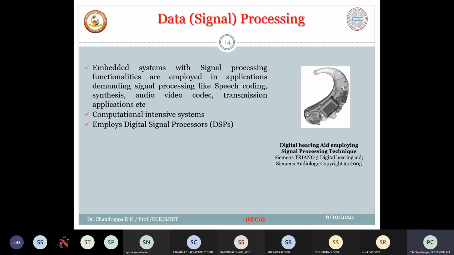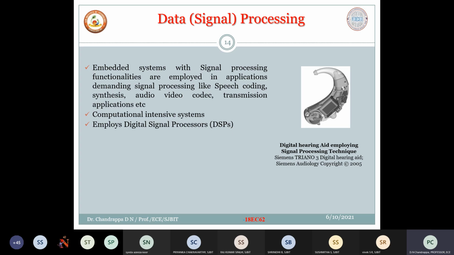Okay, now we'll come to the next purpose of an embedded system. It is called data processing. Here we are only worried about processing the data. You collect the data, we can store the data. So if you want to process it, how are we going to process this data?